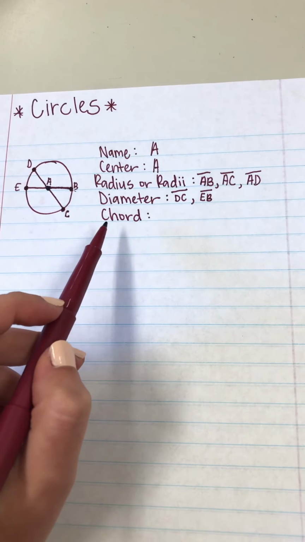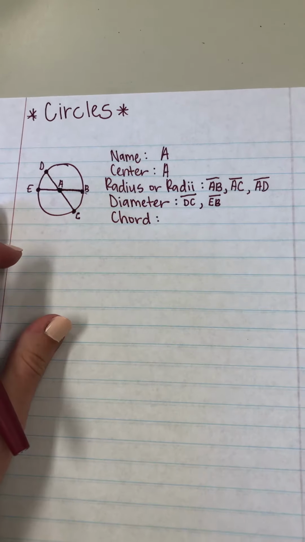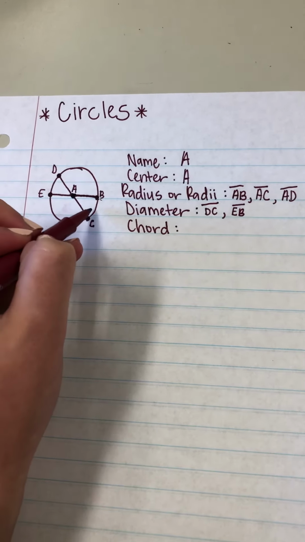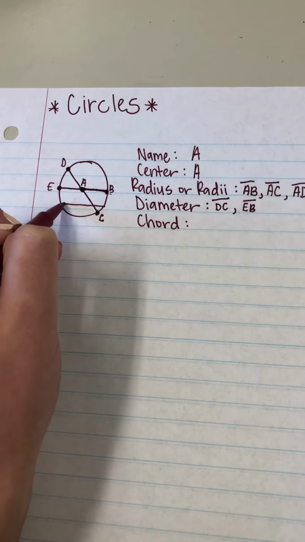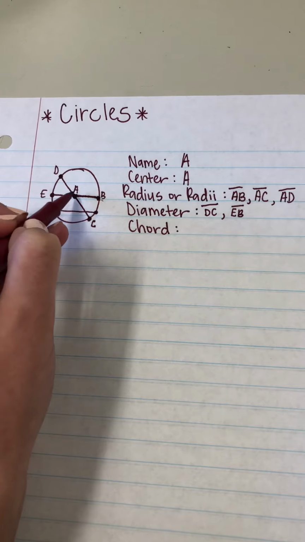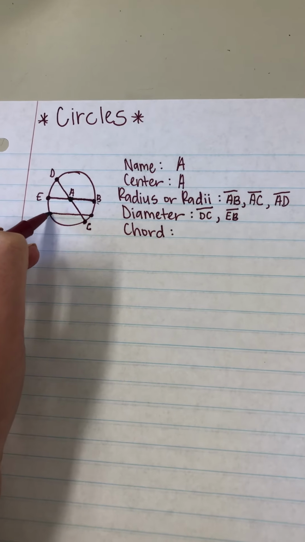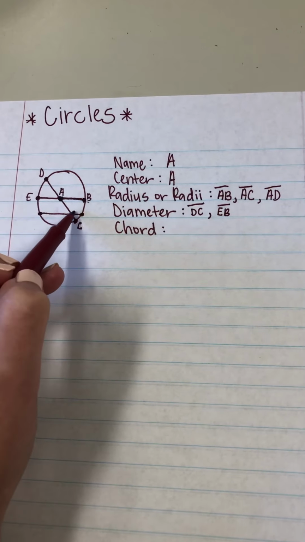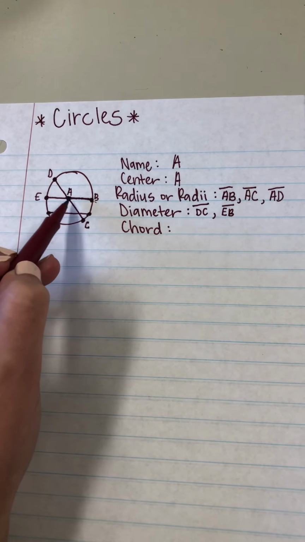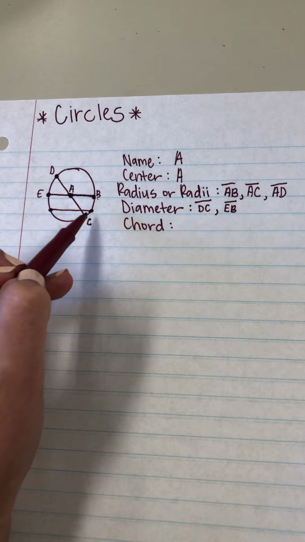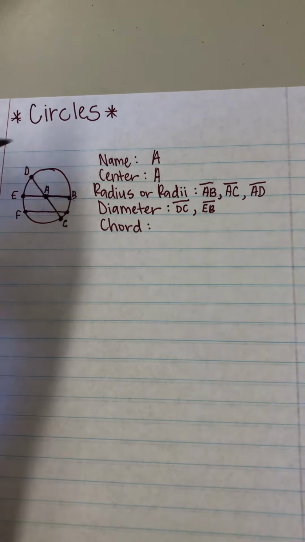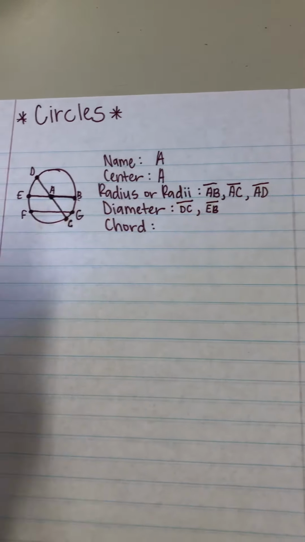All right, lastly, we have our chord, and chord is almost like the diameter. It is simply just a line that goes all the way across the circle. And sometimes it can intersect the center point, and sometimes it doesn't. But if you see a line like this that goes all the way across the circle, but it does not intersect at the center point, then it's automatically a chord. So we'll name this one F, G.